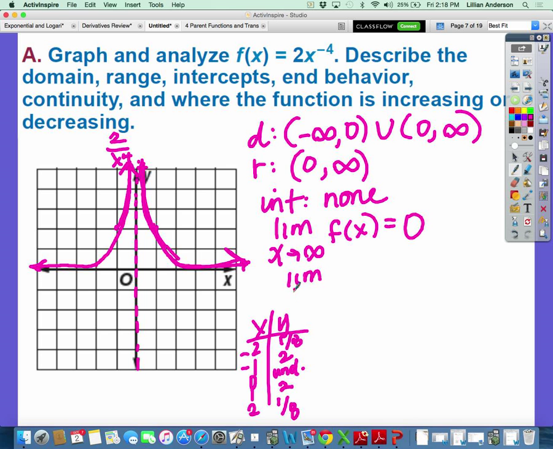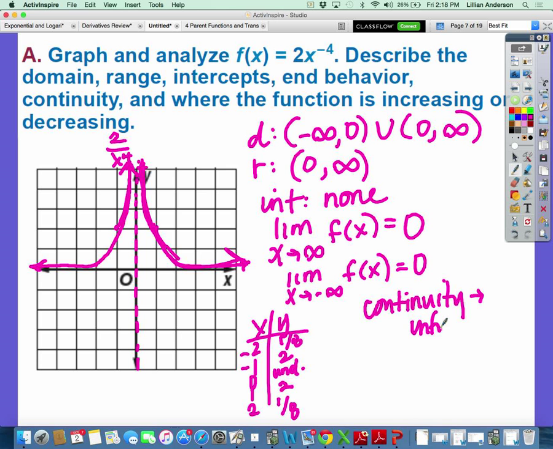What about as x approaches negative infinity? Ian? It will be 0. It's doing the exact same thing, just on the other side. Continuity. Is it continuous? No. We kind of talked about this already. What type? It has infinite discontinuity.